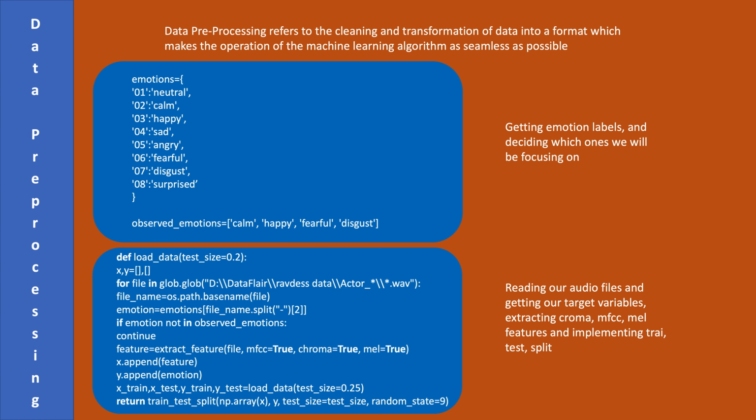So where is the emotion variable? It is after the second dash split. As I explained earlier, the third digit is where the emotion is stored, which emotion it is. So we want that, right? If the emotion is not in the observed emotions, if it is not calm, happy, fearful, or disgust, or it is the other variables like angry, sad, neutral, discard them, don't take them.